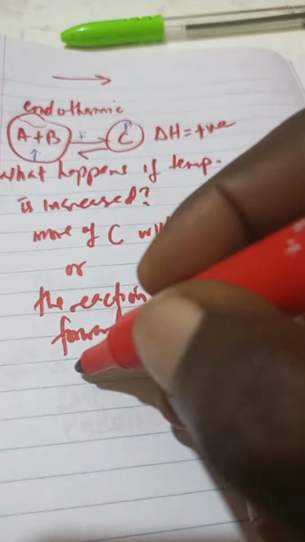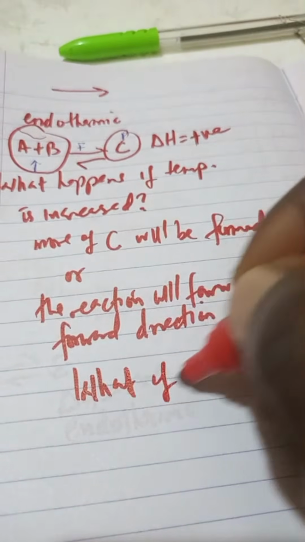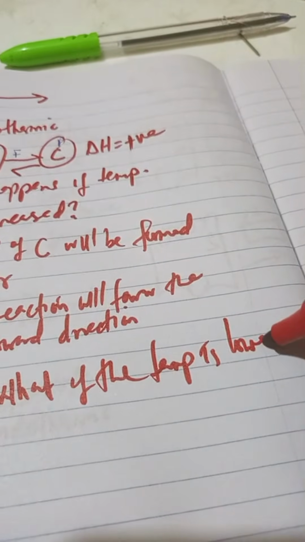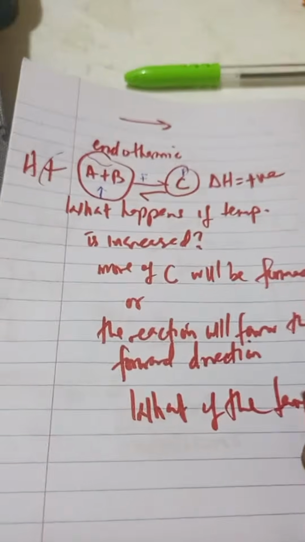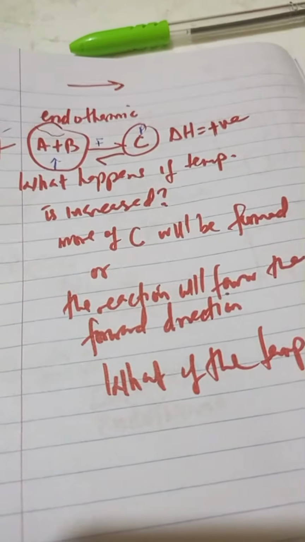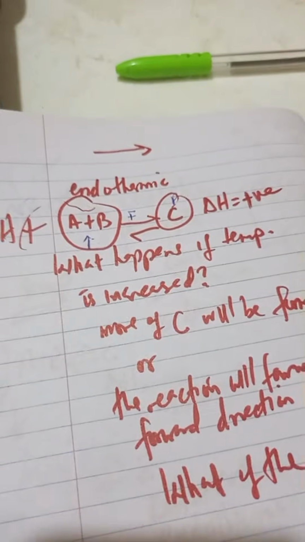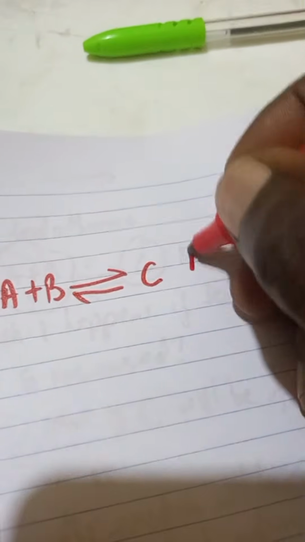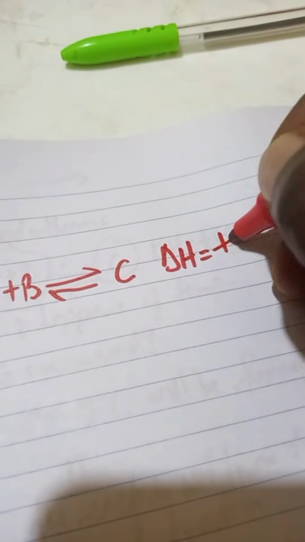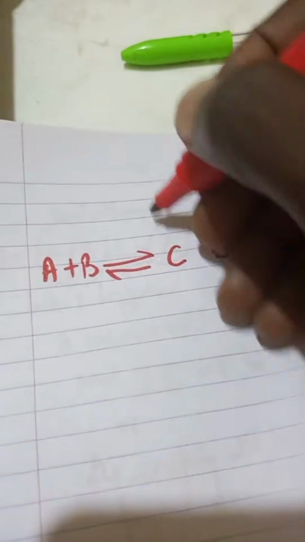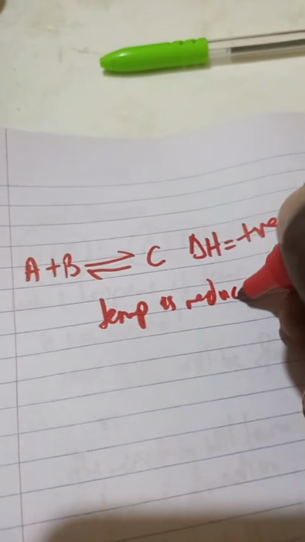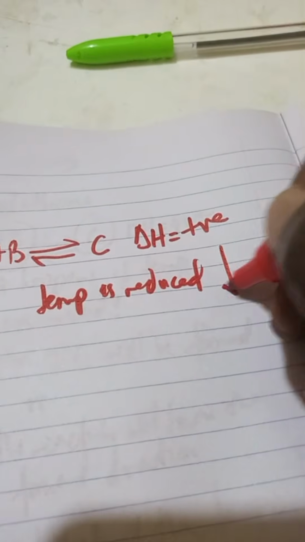Now, what if the temperature is lowered? You now reduce temperature. What ought to happen? You are lowering temperature instead of increasing temperature. So see how it is here. You have A plus B give you C, and this reaction is endothermic. They now say the temperature is reduced. That means the temperature is dropping.